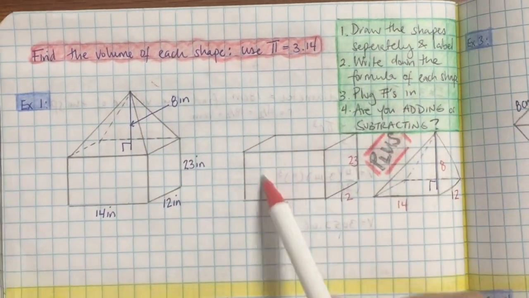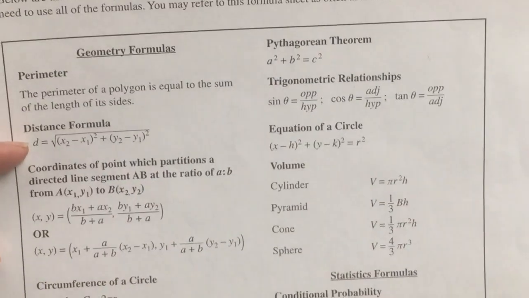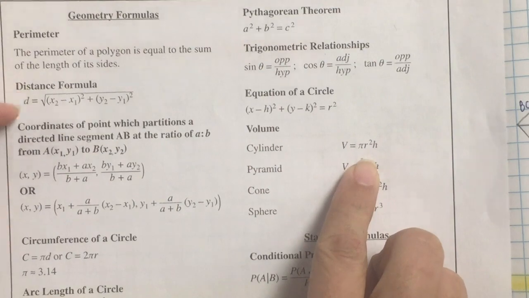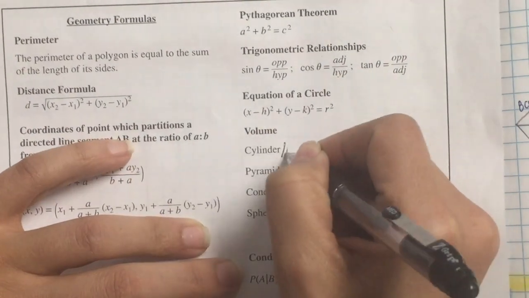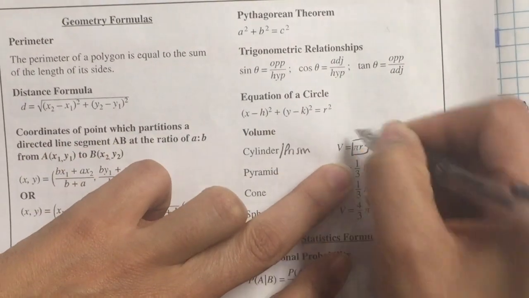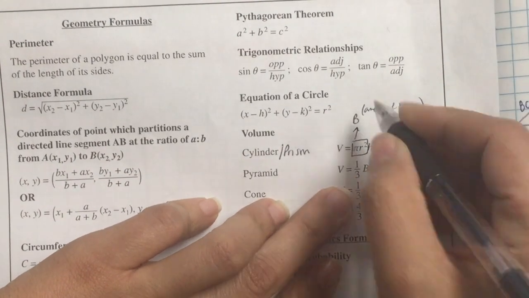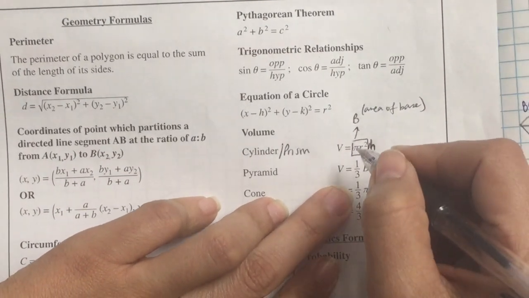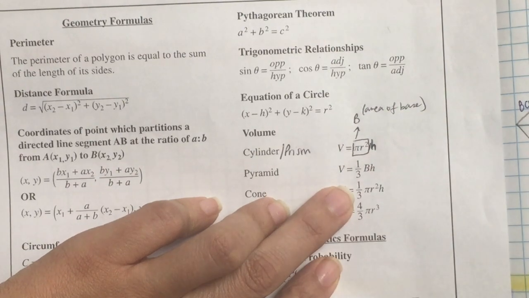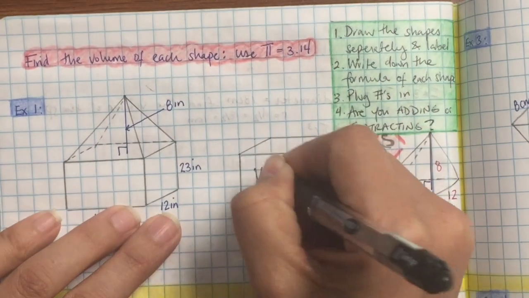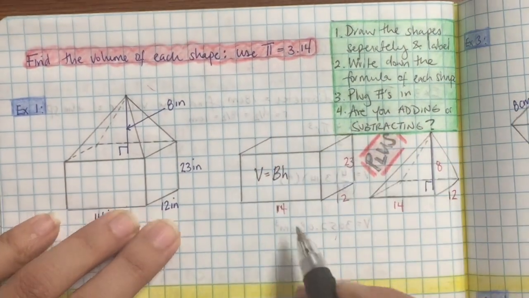Now once you have labeled it, write down the formula to find the volume for that shape. So it's a prism, and they don't put prism here, but prism is the same thing as cylinder, only a cylinder is a circle. Right, so the volume of any prism or cylinder is the area of the base, capital B, times the height. Okay, so let's write that down. The volume is the area of the base times the height.